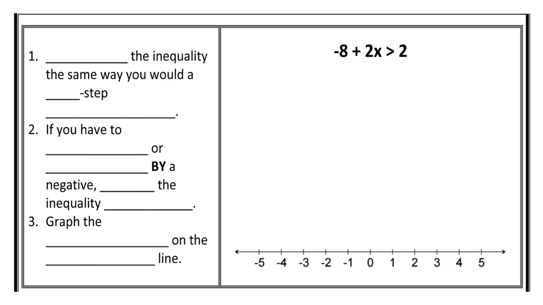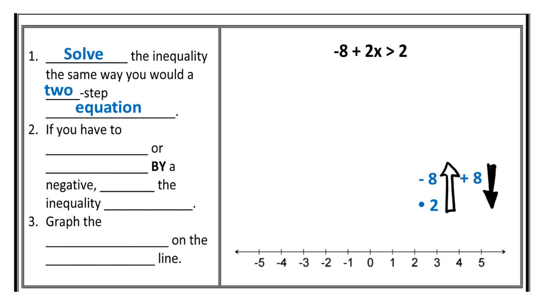To solve a two-step inequality, we solve it the same way we would solve a two-step equation. What's happening to my variable? I'm multiplying by 2 and then subtracting 8. If I want, I can write that out. The first thing happening is I'm multiplying by 2, then I'm subtracting 8. So to undo that, I'm going to add 8 and divide by 2.